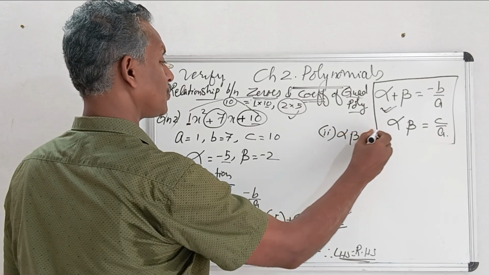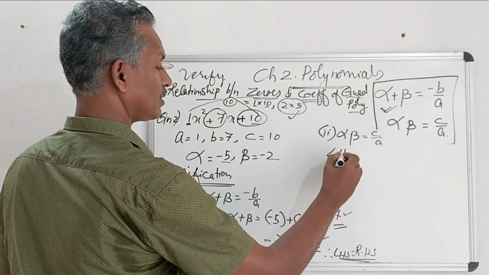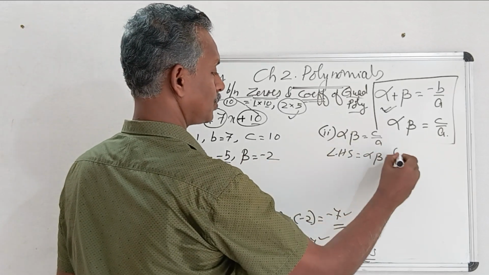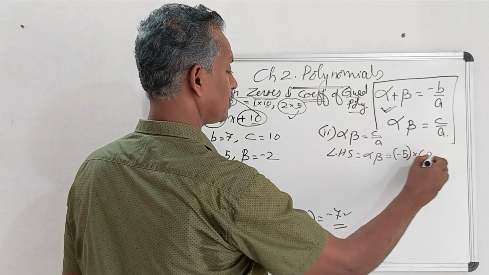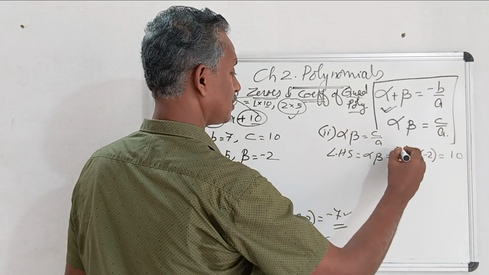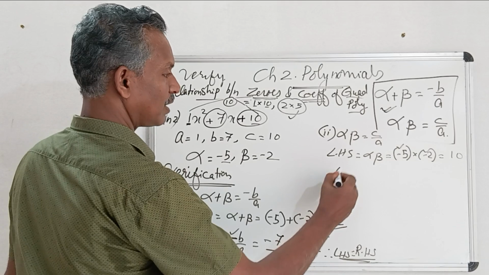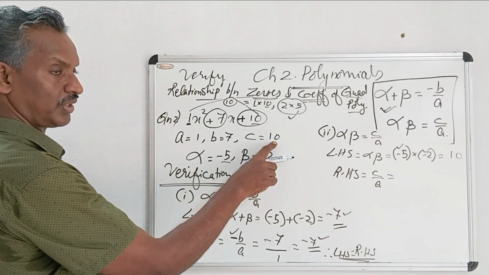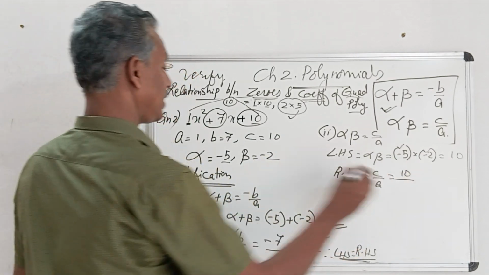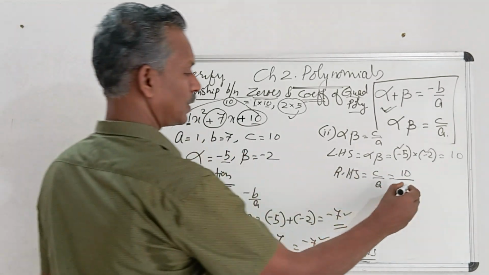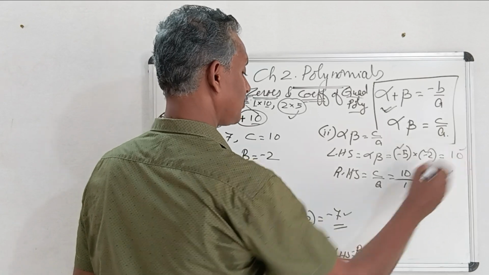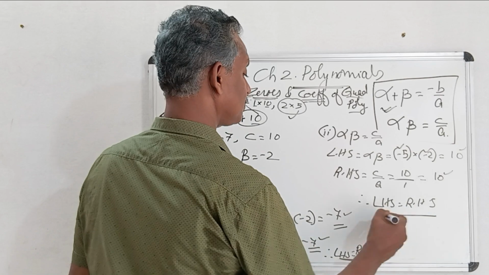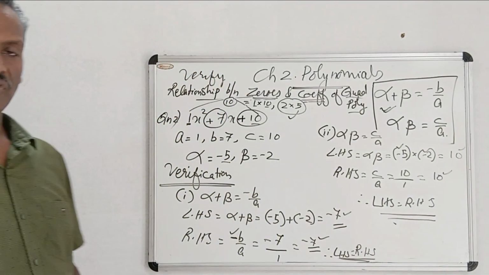And second verification. Alpha beta is equal to c by a. Take the LHS, alpha beta. Alpha is minus 5, beta is minus 2, minus 5 multiplied by minus 2 is plus 10, minus into minus is plus, and plus 10. And the RHS, c by a, c the constant is 10, a is 1, coefficient of x square, it is 1. So both answers are same, therefore LHS is equal to RHS. This is how we have to verify both of them.